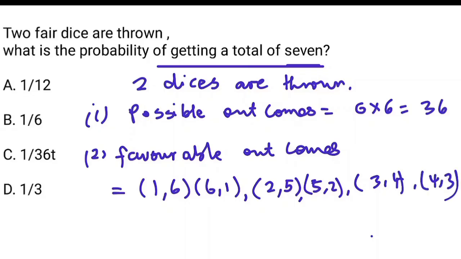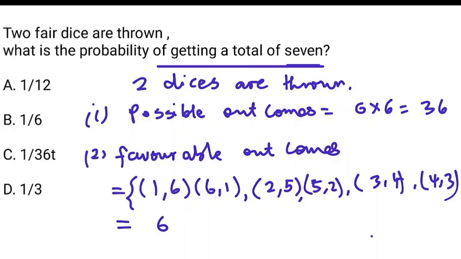We have 1 2 3 4 5 6. So therefore we have the total possible, I mean the favorable outcomes, to be 6. So we are going to be having 6 of them that will be giving a total of 7. So these are the possible outcomes we can have if 2 fair dice are thrown.